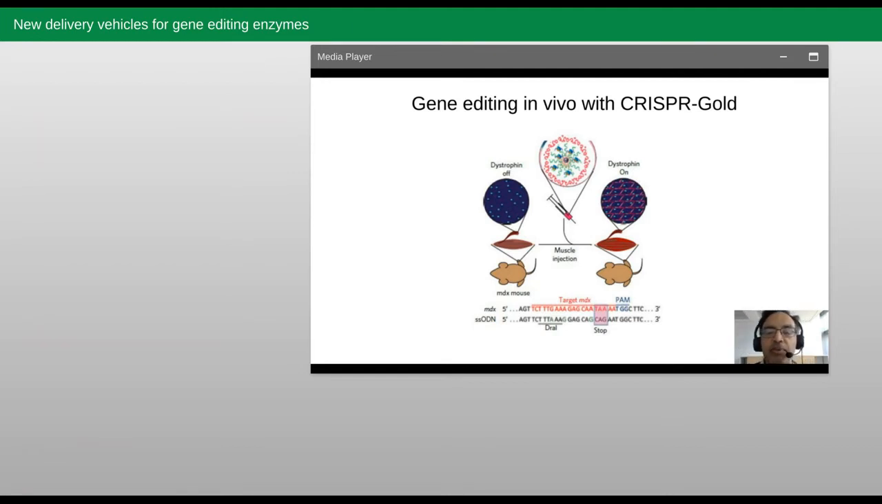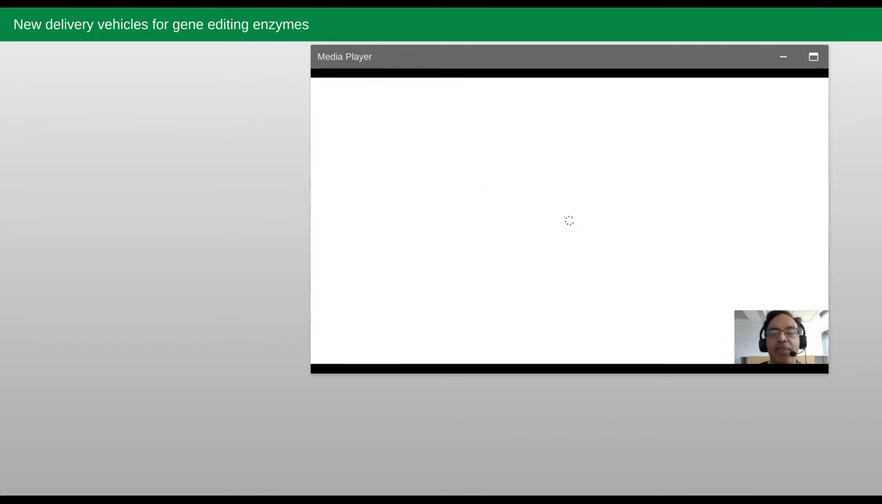We then started a collaboration with Irina Conboy's lab. Her lab injected it into the muscle tissue of MDX mice simultaneously with cardiotoxin, and then 3 weeks later, we sequenced the muscle tissue of these mice to look for the correction of the dystrophin gene. The results are shown on the next slide.